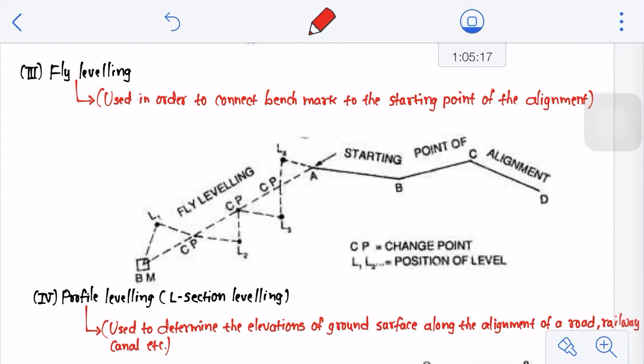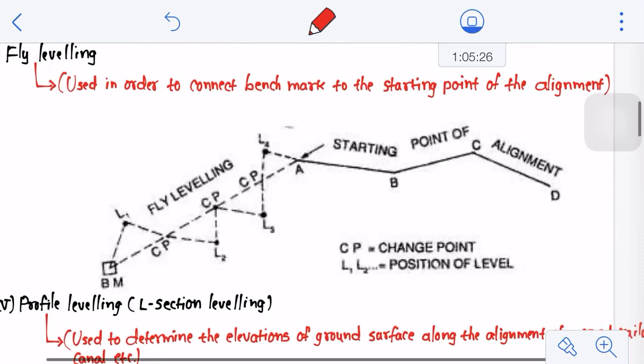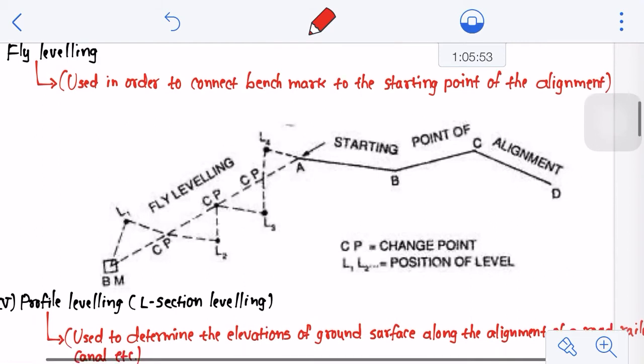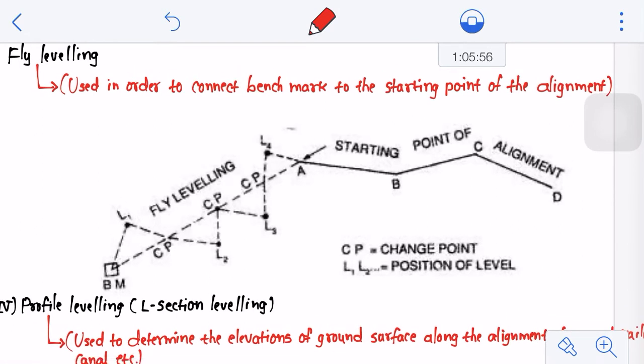So fly leveling is done to connect the benchmark to any intermediate point. It is not limited to connecting the starting point of the work to the benchmark. You can also connect, let's say here in this figure, this B point to the benchmark, you can also connect the C point, or the D point, to the benchmark, right? But generally, when you want to connect your benchmark to a point of the alignment to check whether you are going with the proper alignment or not, then that particular form of leveling is termed fly leveling. And this is the case when you want to make the connection between a benchmark and the points, then fly leveling has to be carried out, and that's the important point to be noted down here, right?